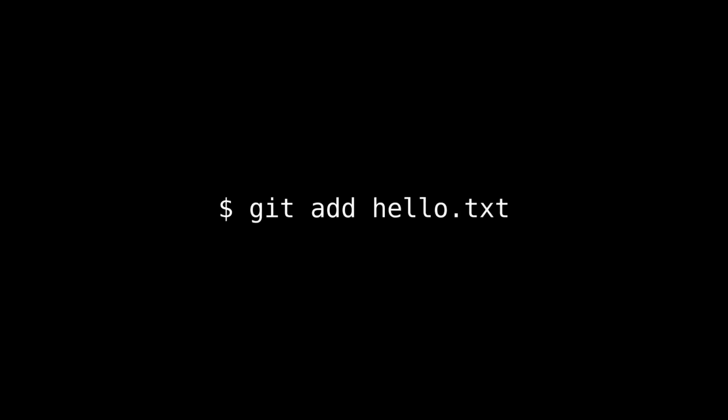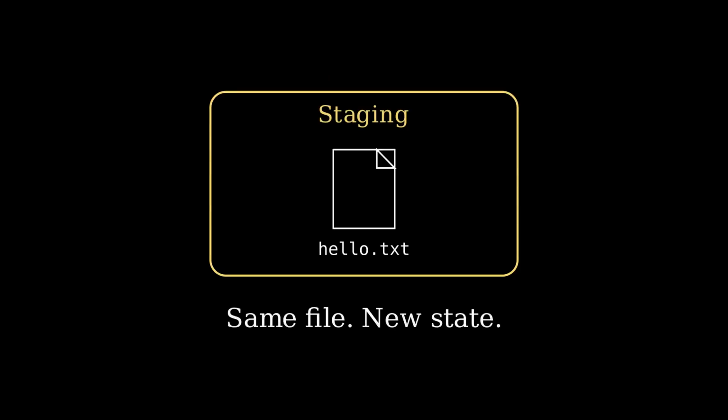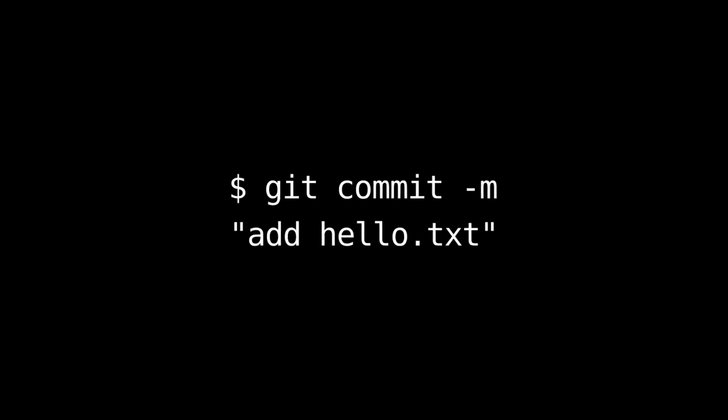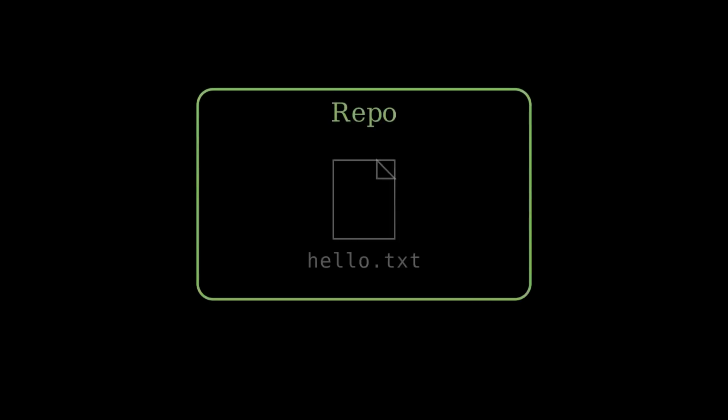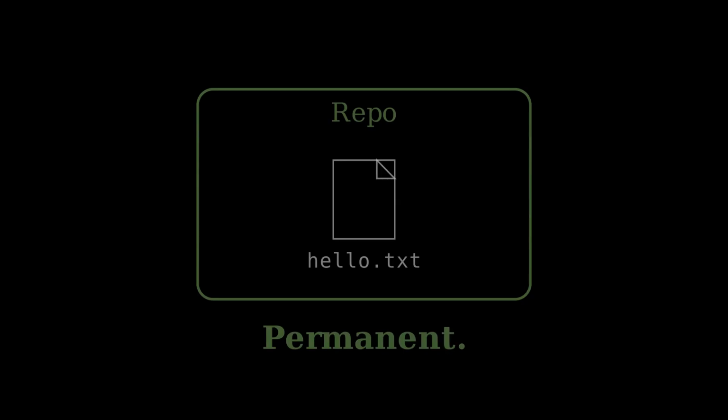Git add hello.txt. The file moves, same bytes on disk, different state. Now it lives in the staging area. Yellow, ready, but not yet permanent. Git commit. The file lands in the local repository. Green, permanent. From now on, Git remembers this exact version forever, even if you delete it tomorrow.